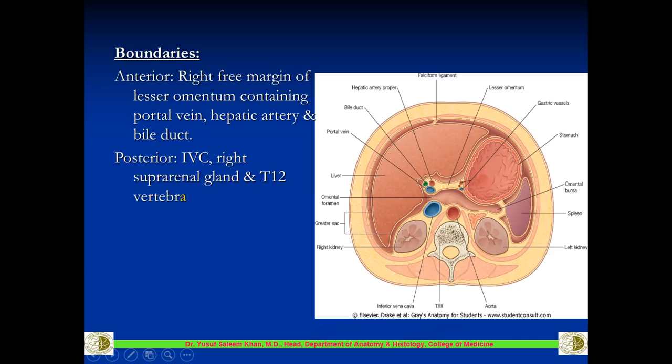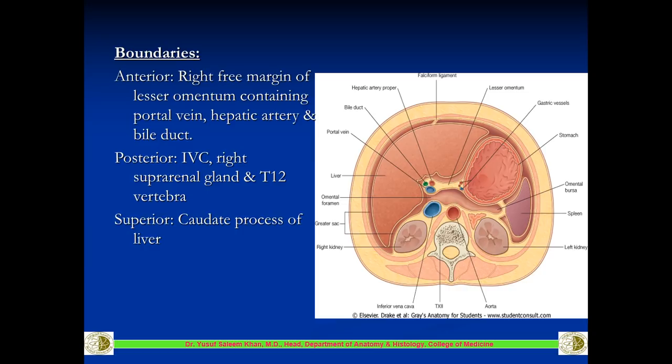So what is there in the posterior? A very important structure is the inferior vena cava. If you can see in this picture, the inferior vena cava, as well as the right kidney, the suprarenal gland, as well as the T12 vertebra itself. So there is a very small space, and that will again have very important structures which can be damaged. If you go superiorly, then there is the caudate process of the liver.